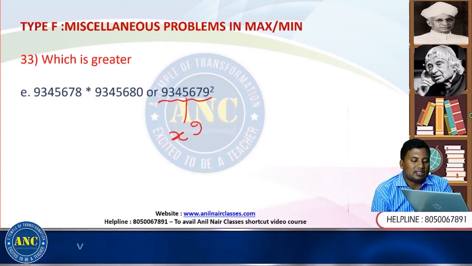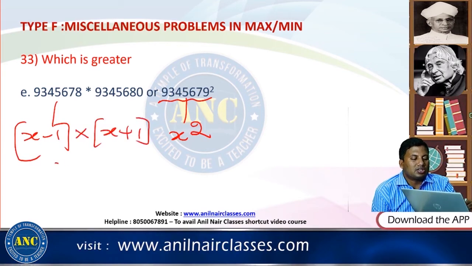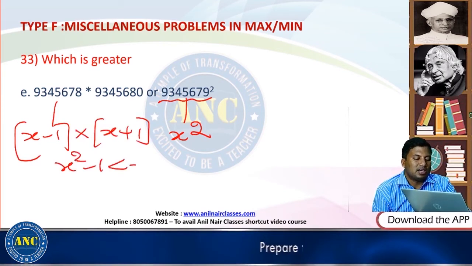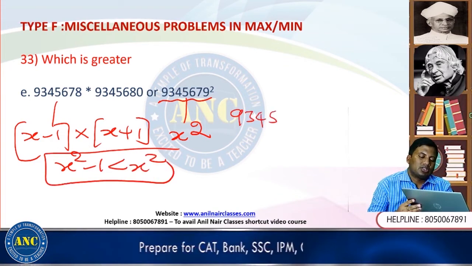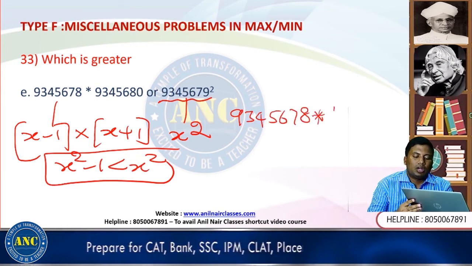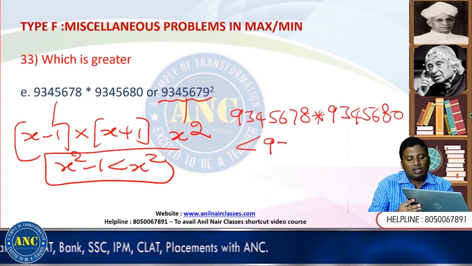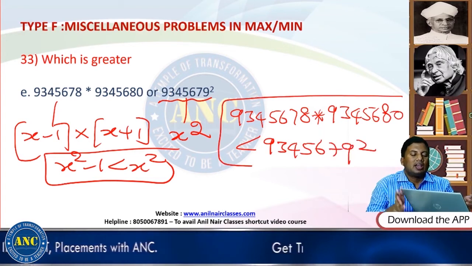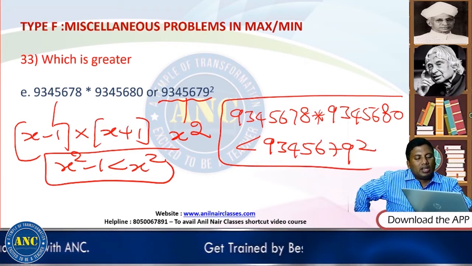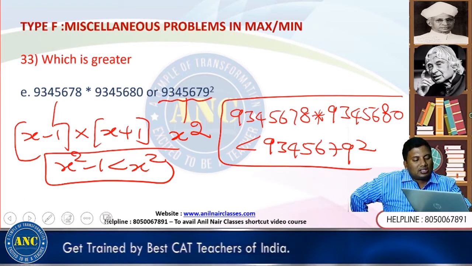9345679, if I call it as x, then these are nothing but x minus 1 and x plus 1. X square minus 1 is always less than x square. So therefore 9345678 into 9345680 is always less than 9345679 square. I hope the idea is clear. Take the middle value as x. X minus 1 into x plus 1, that is x square minus 1, is always less than x square.